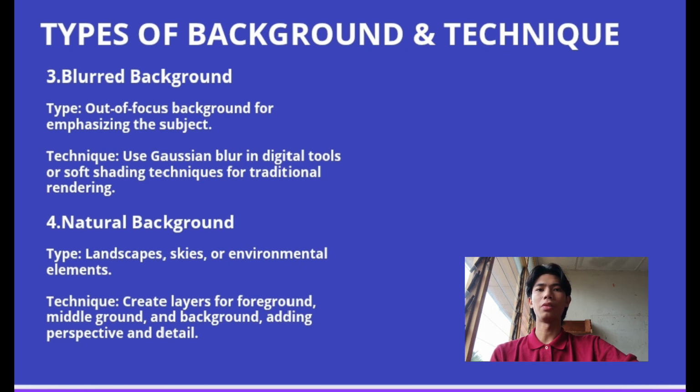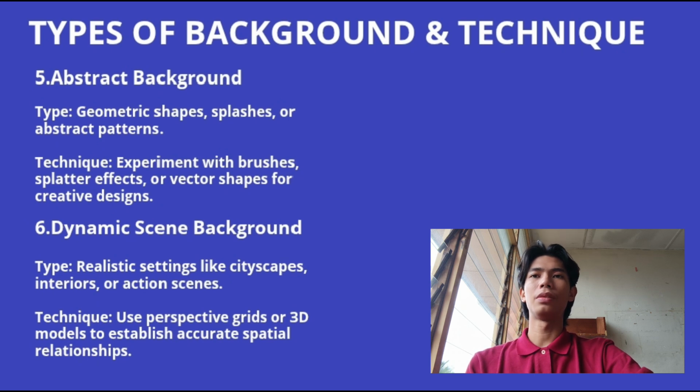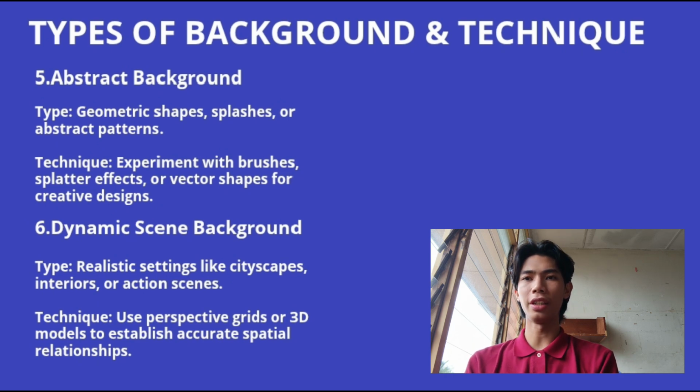Natural background is the fourth one in the backgrounds and techniques for rendering. We have landscapes, skies, or environmental elements. It creates layers for foreground, middle ground, and background, adding perspective and detail. Fifth is abstract background, geometric shapes, splashes, or abstract patterns. The technique used is experimenting with brushes, splatter effects, or vector shapes for creative designs. Sixth is dynamic scene background, realistic settings like cityscapes, interiors, or action scenes. The technique used is perspective grids or 3D models to establish accurate spatial relationships.